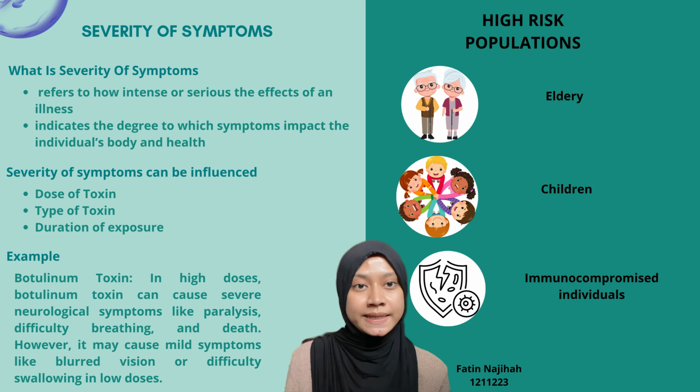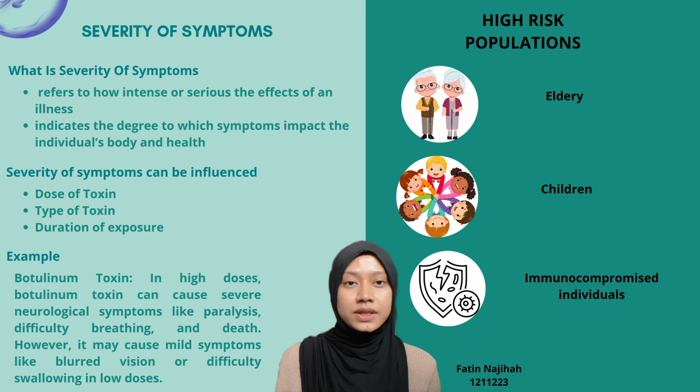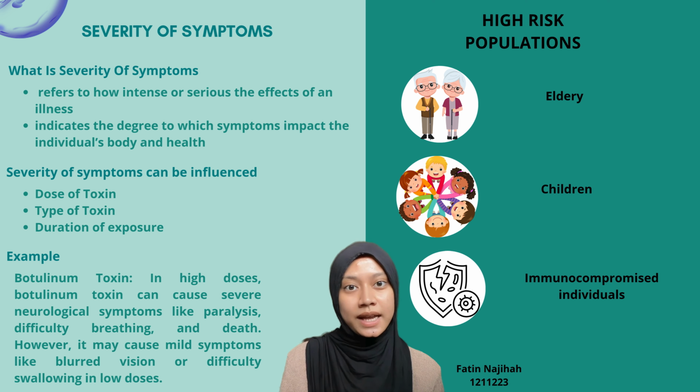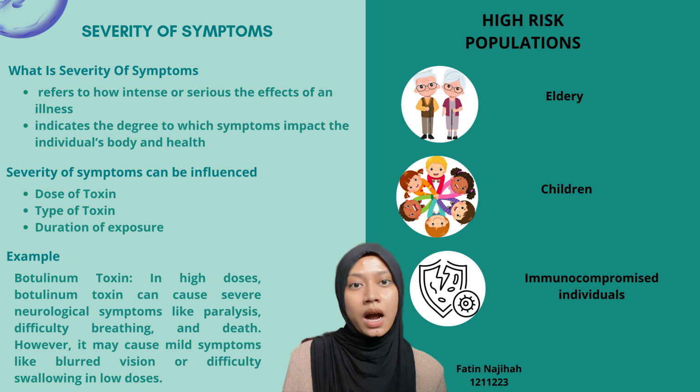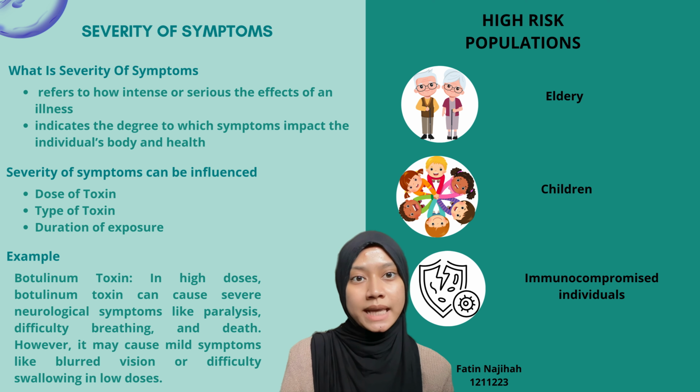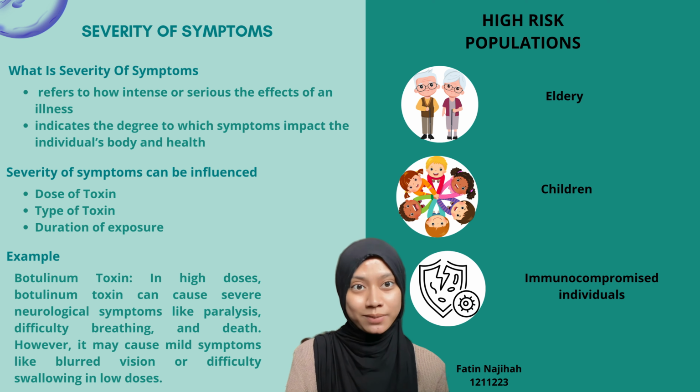The severity of these symptoms can vary depending on factors like the dose of toxins, types of toxins, and duration of exposure. For example, botulinum toxin in high doses can cause severe neurological issues like paralysis and death, while in lower doses, it may only cause mild symptoms such as blurred vision and difficulty swallowing. Certain groups like the elderly, children, and immunocompromised individuals are at higher risk for more severe symptoms. This population should be especially vigilant when exposed to toxic bacteria.